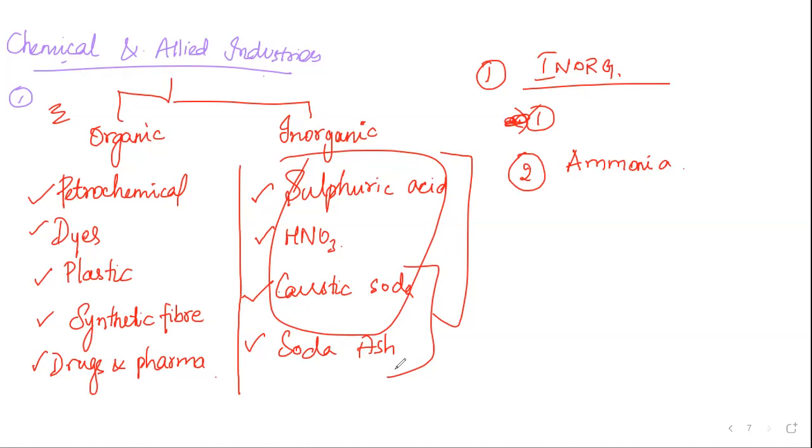Coming to soda ash, it is made from sodium chloride along with limestone, which is highly available on the coast of Gujarat. Soda ash is used for manufacturing glass, paper, soaps and detergents. So these are the major inorganic chemicals manufactured in our country, along with their locations.